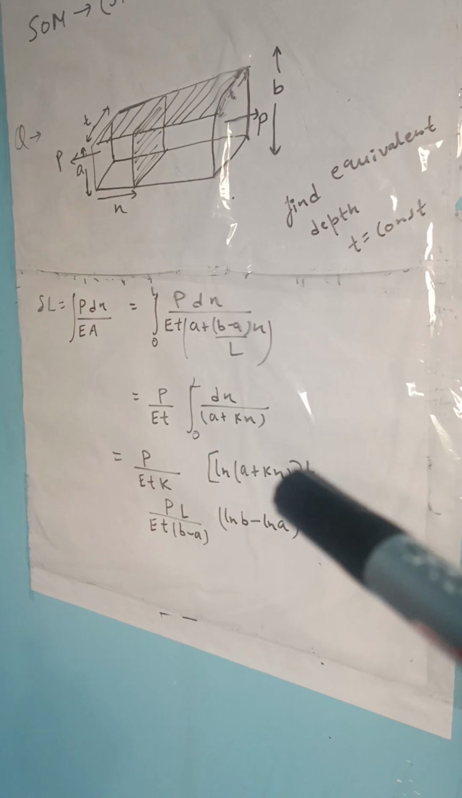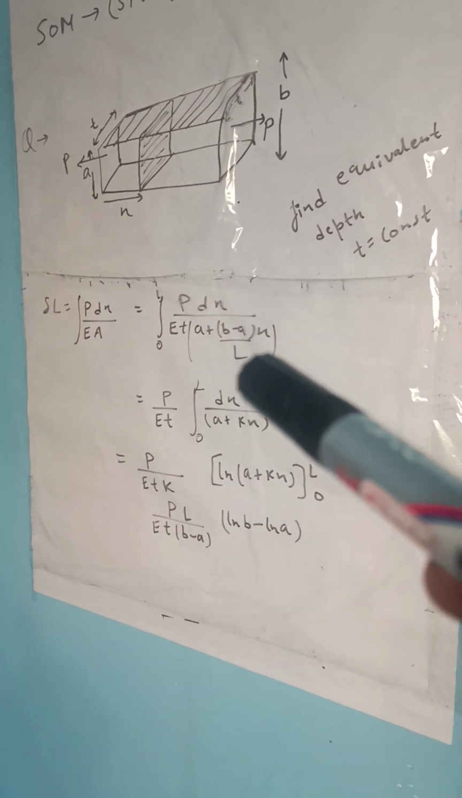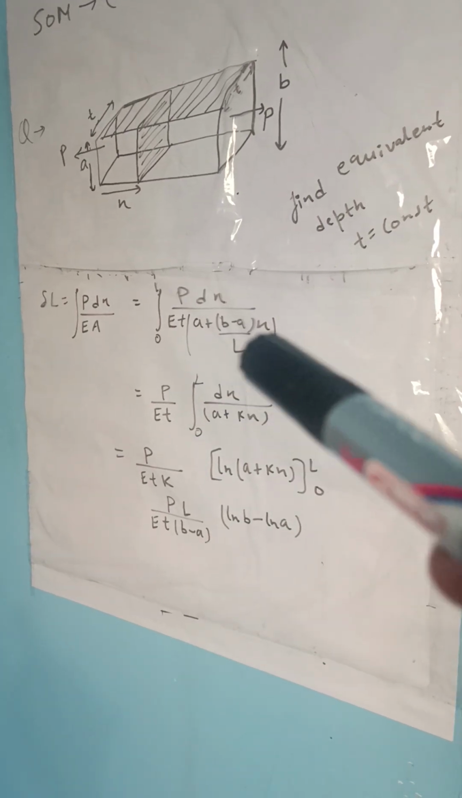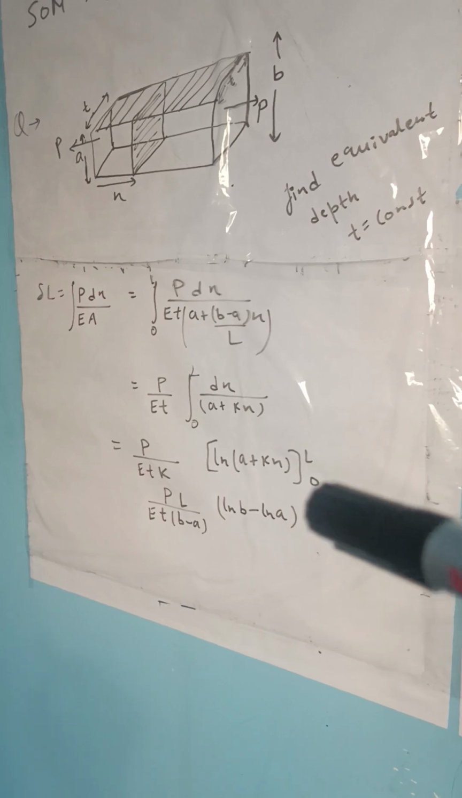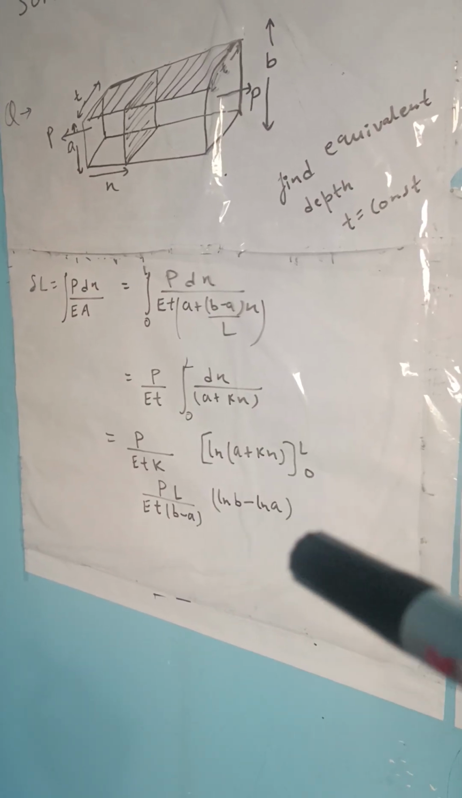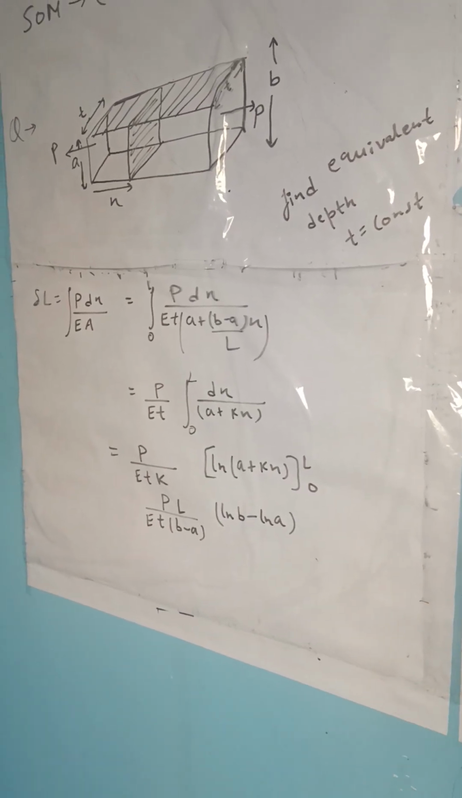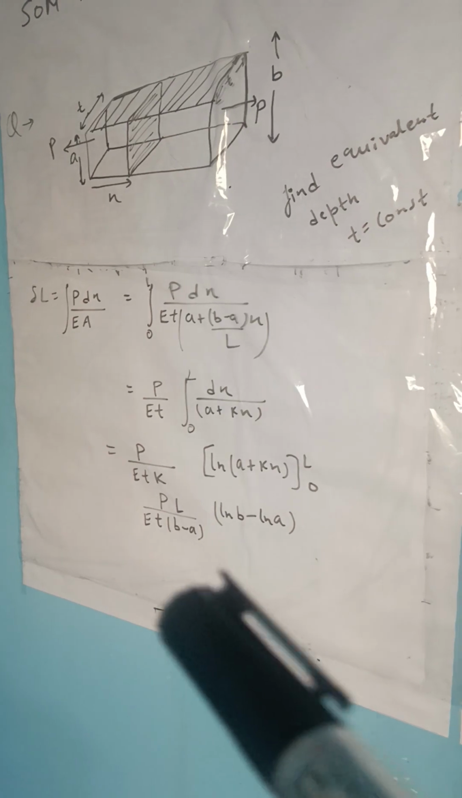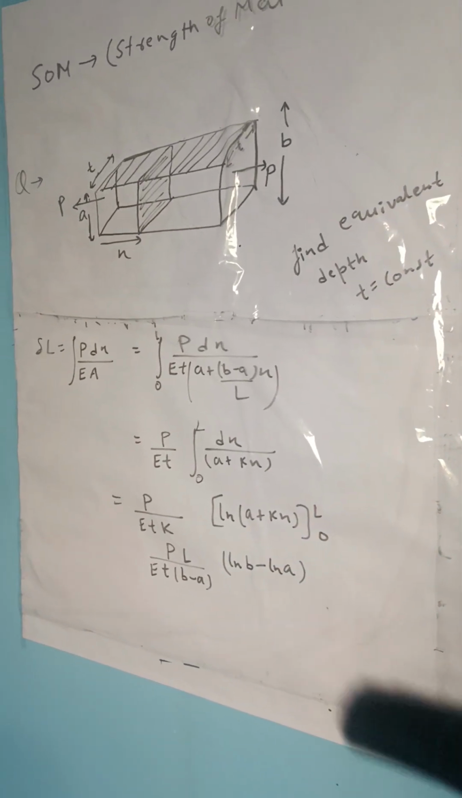So k is in the denominator, and putting in the limits we get ln B minus ln A. You can put the value of L first, A plus kL. Putting it here you will get A plus (B minus A) by L into L, that is B, so ln B minus, then you put x as 0, so it becomes ln A. ln B minus ln A. P by Et into 1 by k, where k is (B minus A) by L, so PL by Et (B minus A), and in the numerator ln B minus ln A is there.